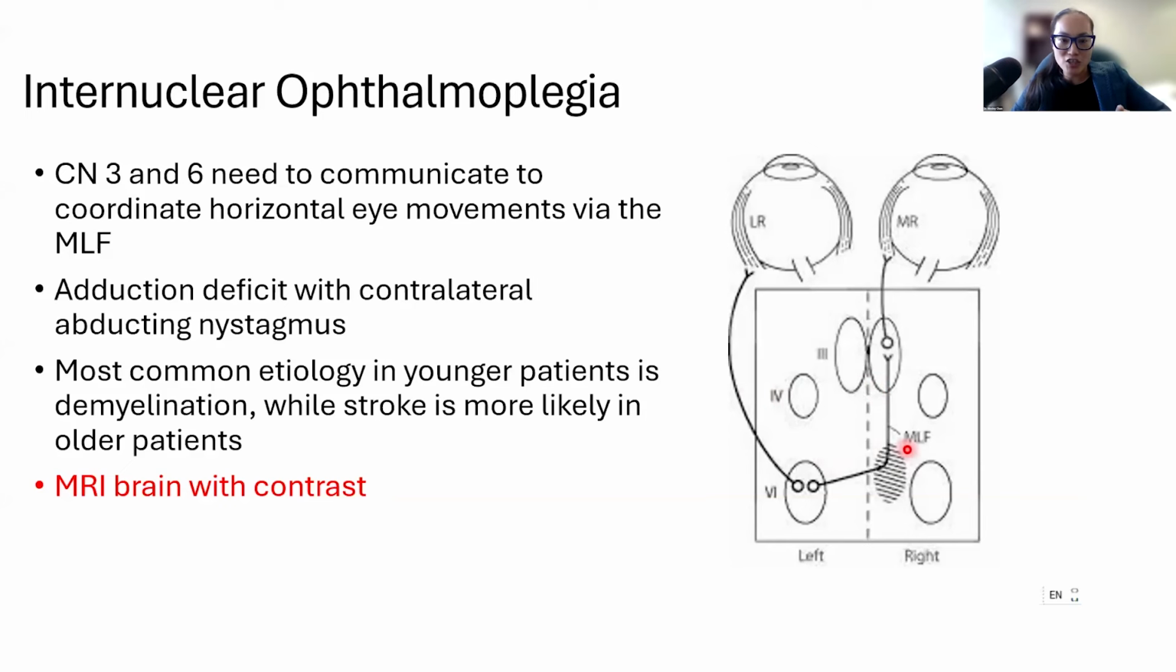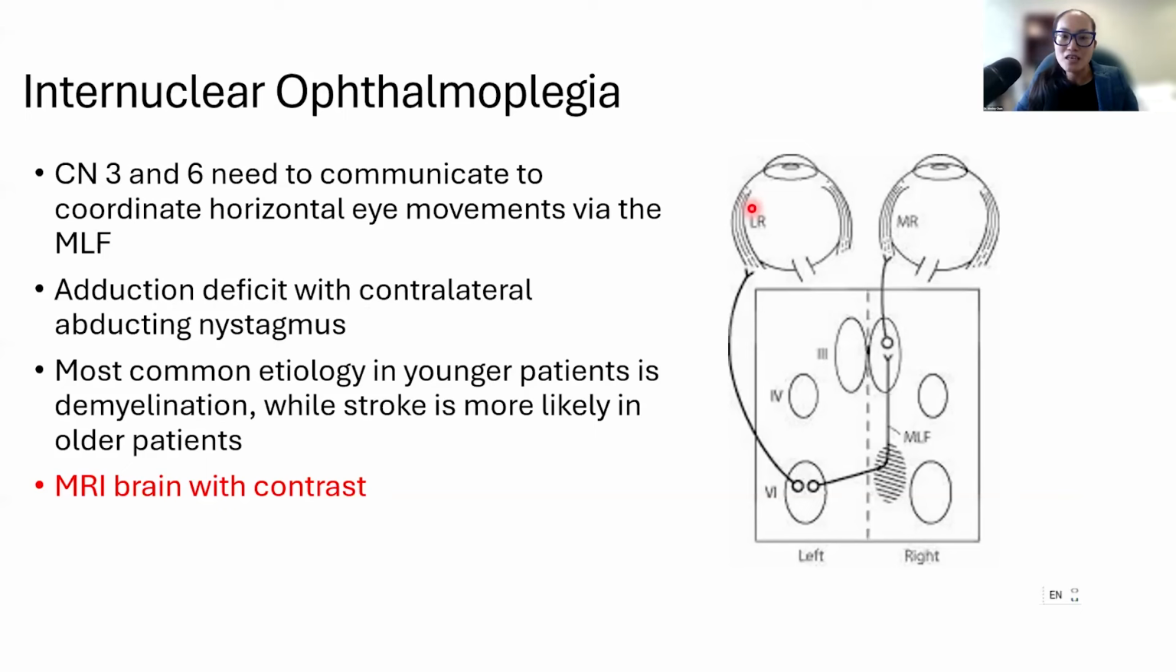Classically on examination, what you get is an adduction deficit. So say the medial rectus just doesn't go when you're trying to go this way. And you get a contralateral abducting nystagmus. So there's beating nystagmus and the eye can't adduct. One eye cannot adduct, the other one is just beating with nystagmus.